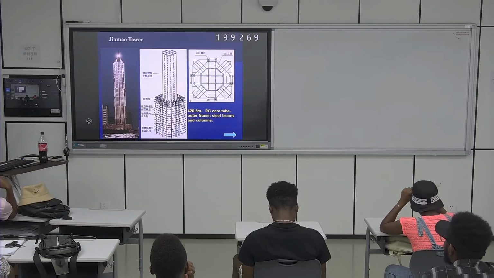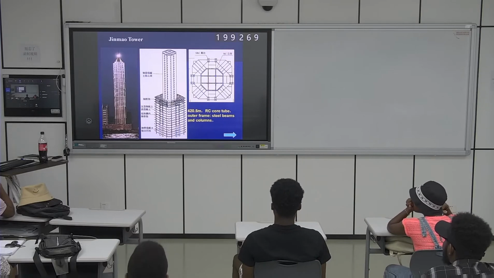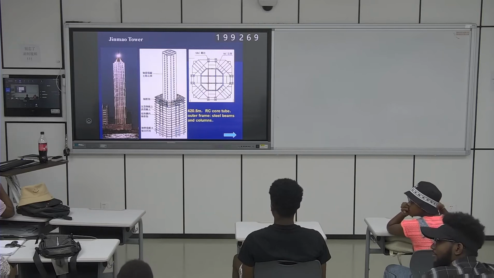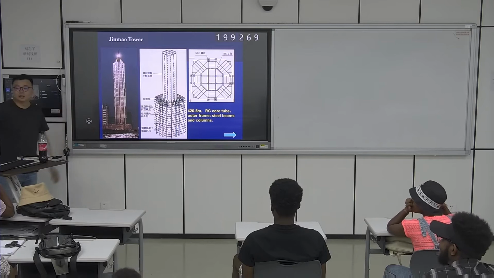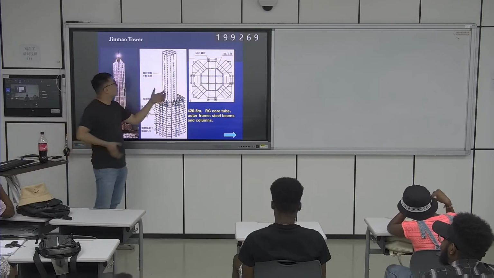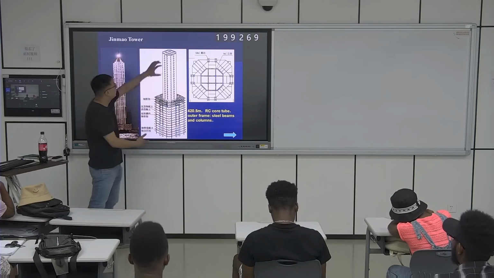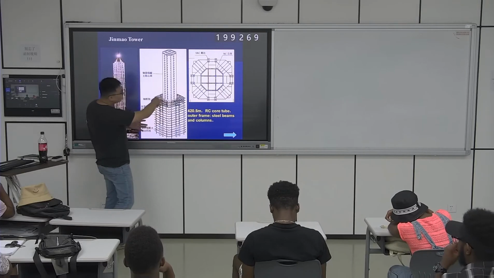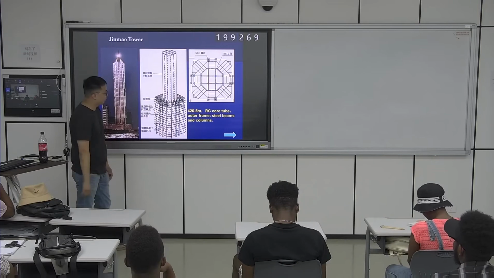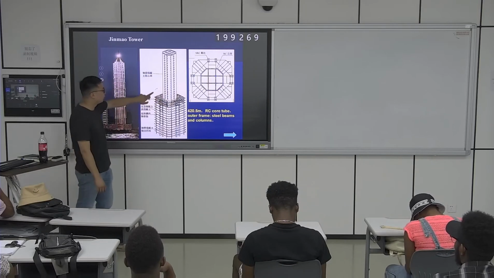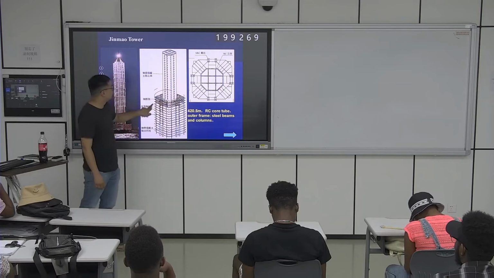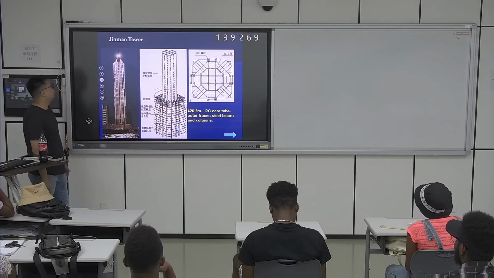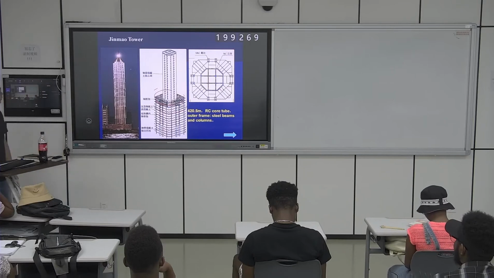Jingmao Tower. This is in China, the Jingmao Tower in Shanghai. You know that? Have you visited Shanghai? Visited Pudong? You can see that in the center, this is the core part of the building, made from concrete, and the outside has an arrangement of a lot of steel for the outer part. Then the building is constructed.